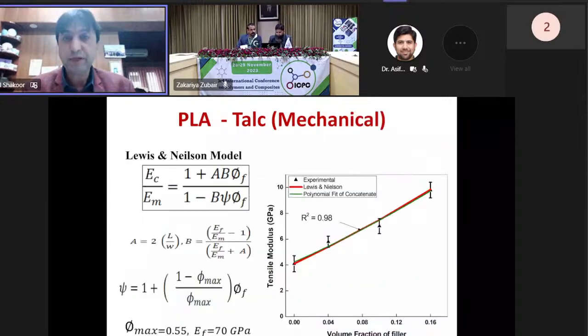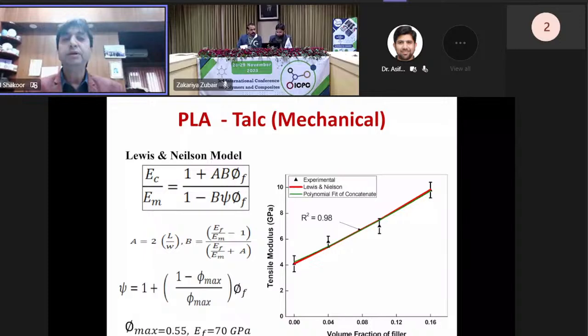This was observed, and the R square value was recorded at 0.98. So that was a significant correlation between the experimental and the theoretical result of the material.